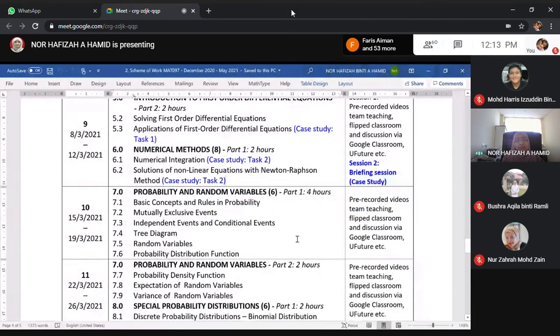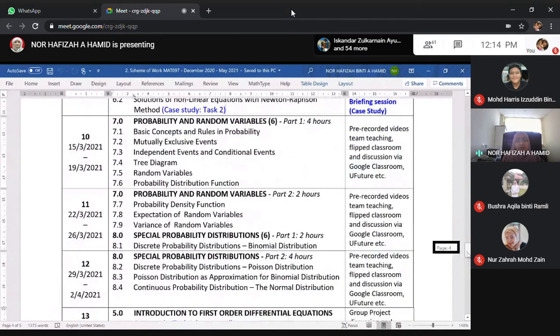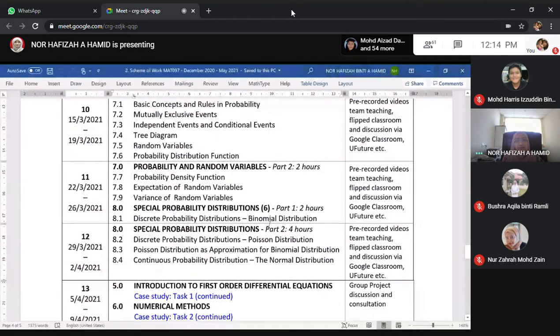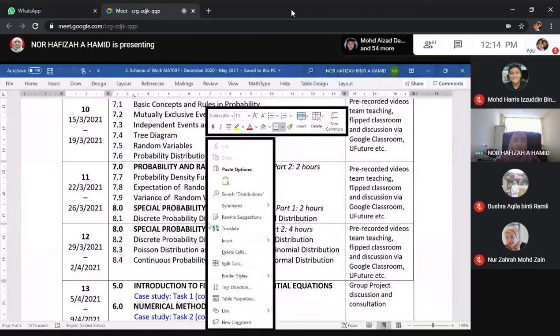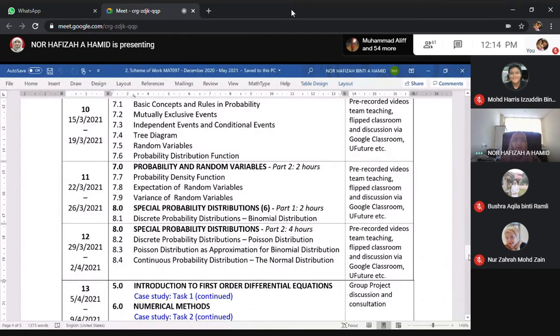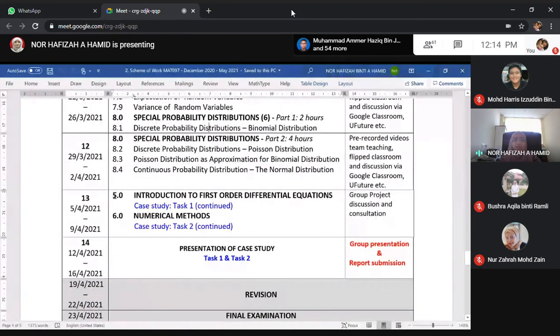Next on week 10, we continue with chapter 7, probability and random variables. Chapter 7 and chapter 8 are already statistics. On week 11, we have the last chapter, chapter 8, special probability distributions, until week 12. So week 12 you are free. By week 12 we should have finished all lectures. So week 12 is for you to prepare your presentations and also your report for the case study.